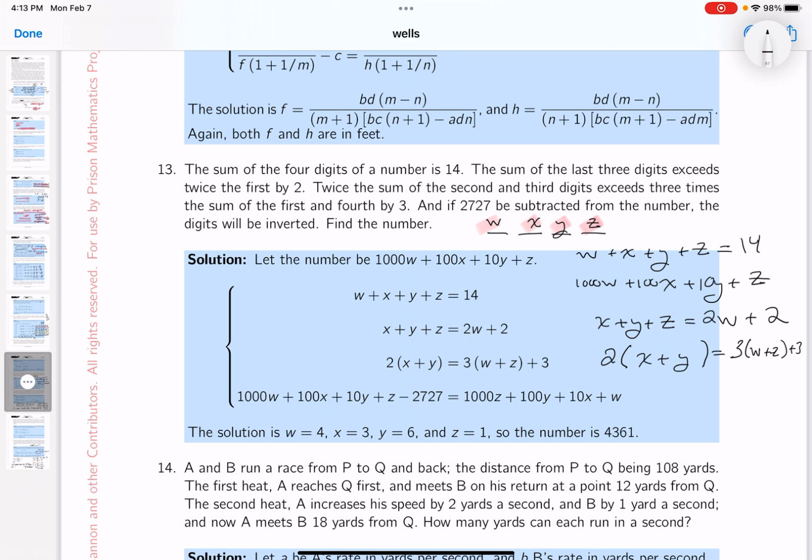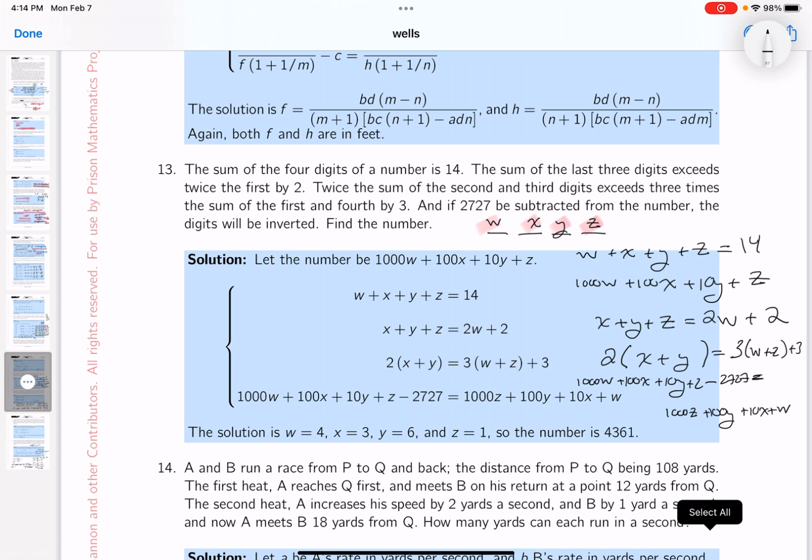And if 2,727 is subtracted from the number, well, the number's 1000W plus 100X plus 10Y plus Z, and I'm going to subtract 2727. They say if I do that, the digits will be inverted. Now, to be inverted means the Z is going to be the first digit. So it's going to be 1000Z, right, plus 100Y, let's see, 10X, and then W.